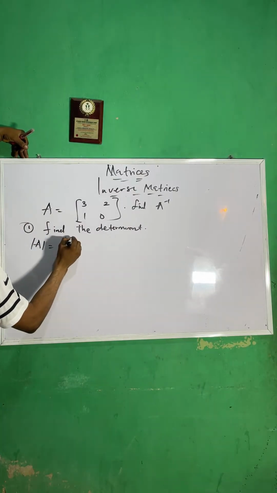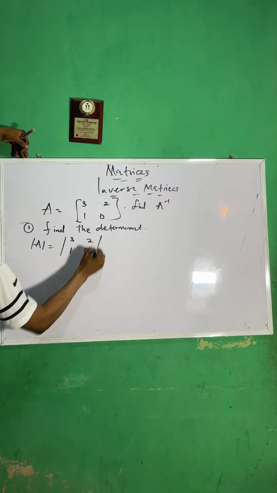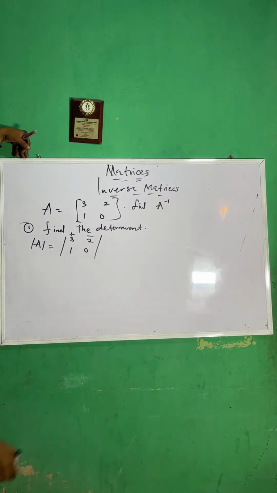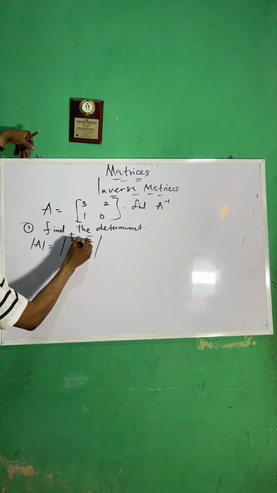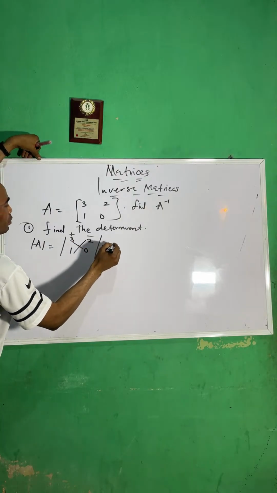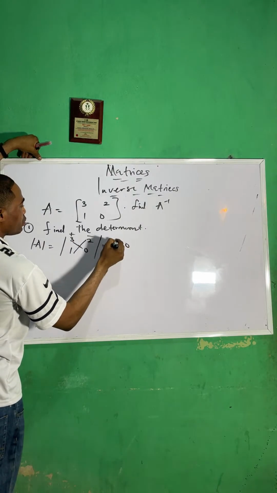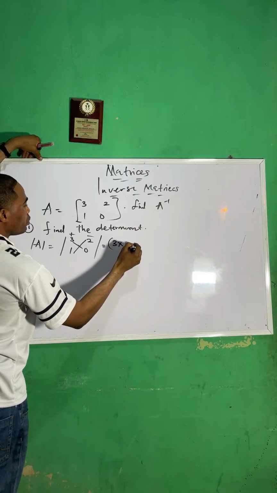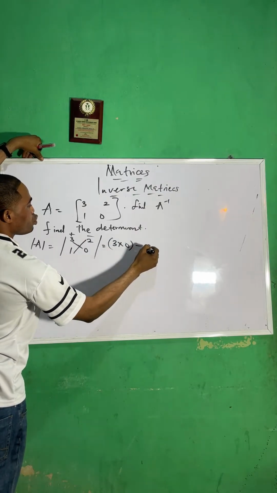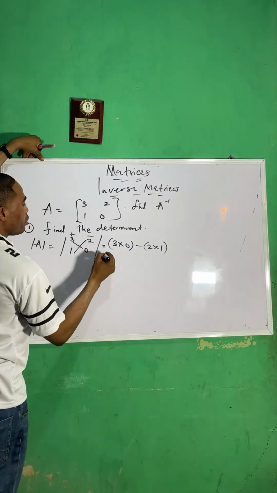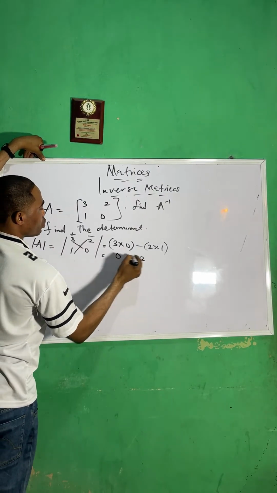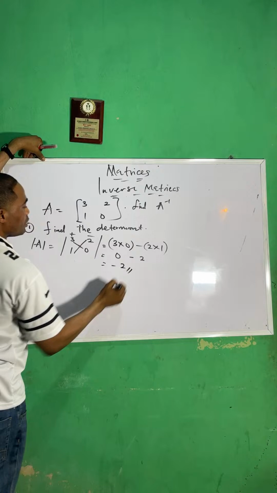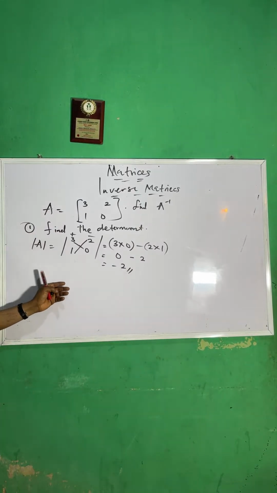So what will be the determinant of A for a 2 by 2 matrix? Don't forget that this one will be plus minus. So here we have 3 times 0, minus 2 times 1. So then we have 0 minus 2, which means the determinant of this is minus 2.